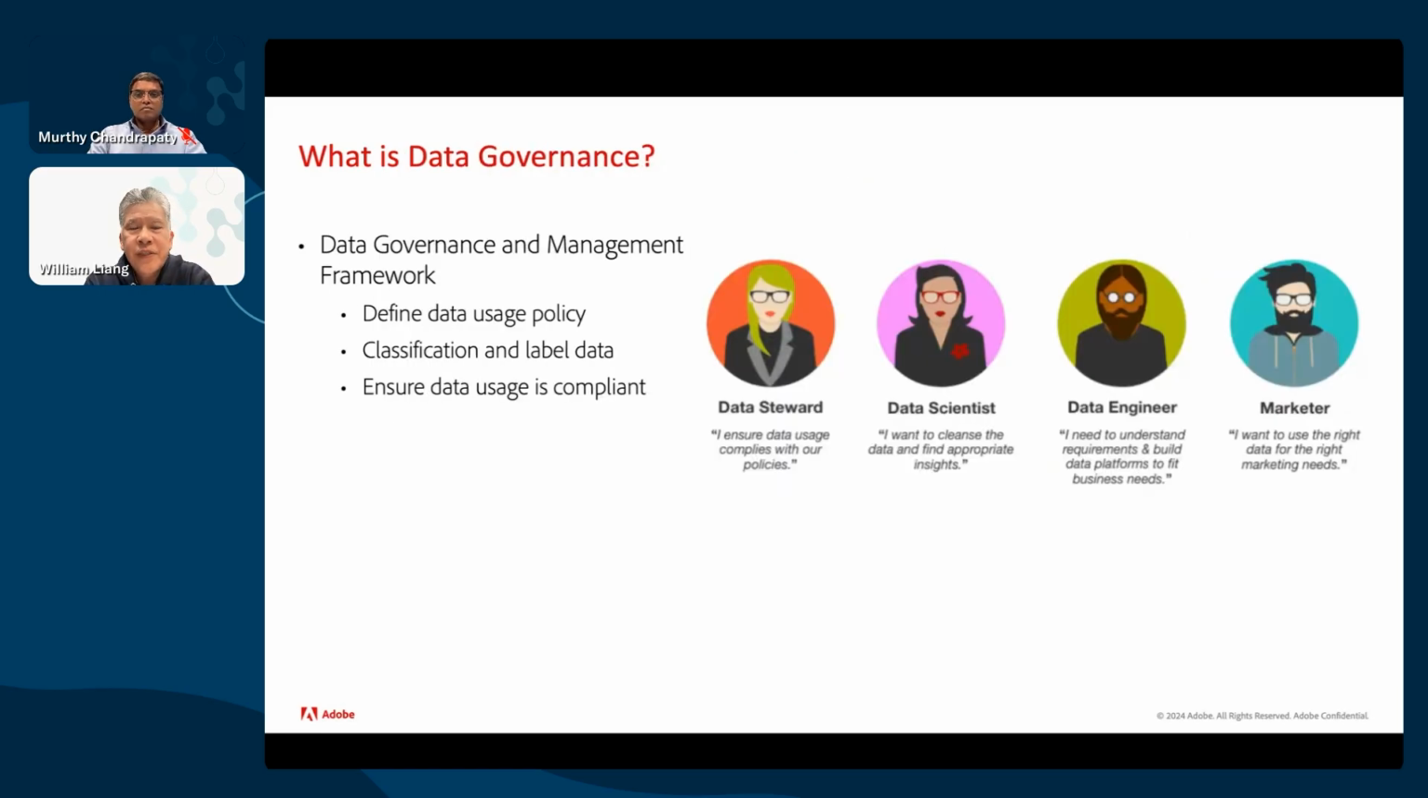One of the core features of AEP is data governance. Data governance is the framework by which data stewards and data scientists can classify and label data and define usage policy for how that data can be used. The data governance framework then enforces that usage policy by ensuring that data engineers and marketers can create audiences and exercise marketing actions that are in compliance with the usage policy.